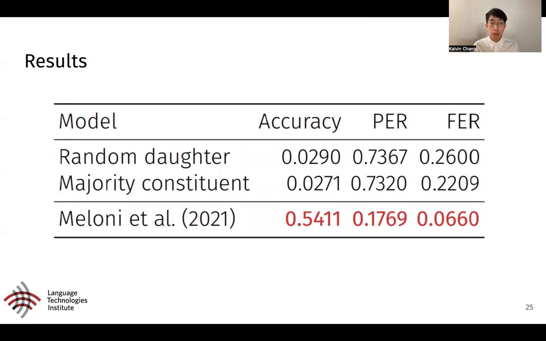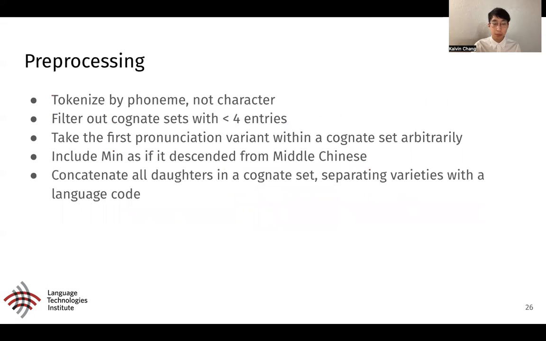Here are our experimental results. We see that across each of the 3 evaluation metrics, Meloni et al.'s model outperforms both baselines. Some additional preprocessing steps that we'd like to mention involve tokenizing by phoneme, not character, filtering out cognate sets with fewer than 4 entries so as not to bias varieties with more data, such as Mandarin, taking the first pronunciation variant within a cognate set arbitrarily, including Min as if it descended from Middle Chinese, and finally, concatenating all daughters in a cognate set, separating varieties with the language code.